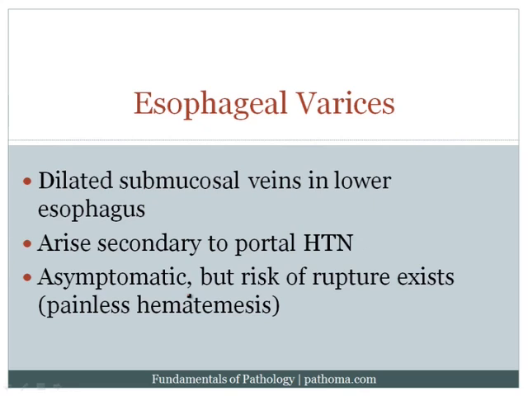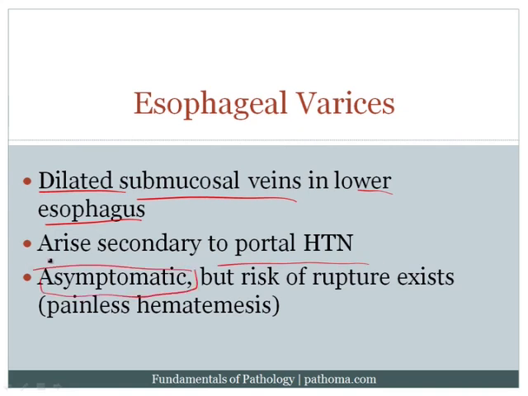Now, if there's portal hypertension, then we're going to have a backup of blood into the left gastric vein, which will also result in a backup of blood into these veins in the esophagus that were draining via this pathway. And so that would result in a dilation of those veins, and so that's again called esophageal varices. Dilated submucosal veins in the lower esophagus, of course related to portal hypertension. Now these are asymptomatic, so it's not too problematic.